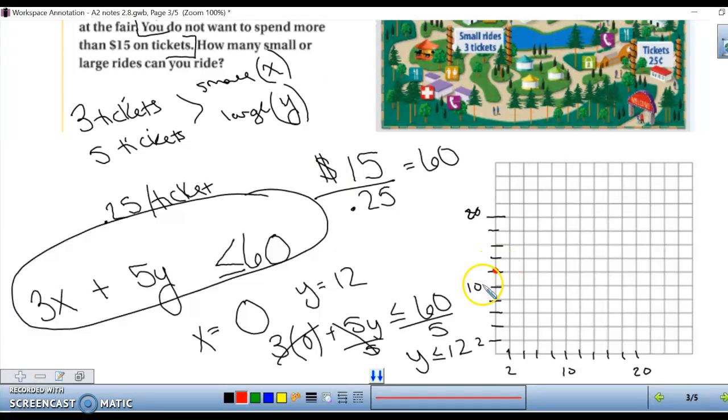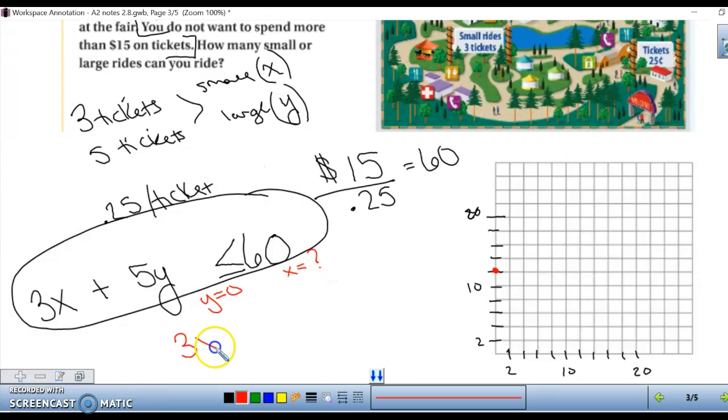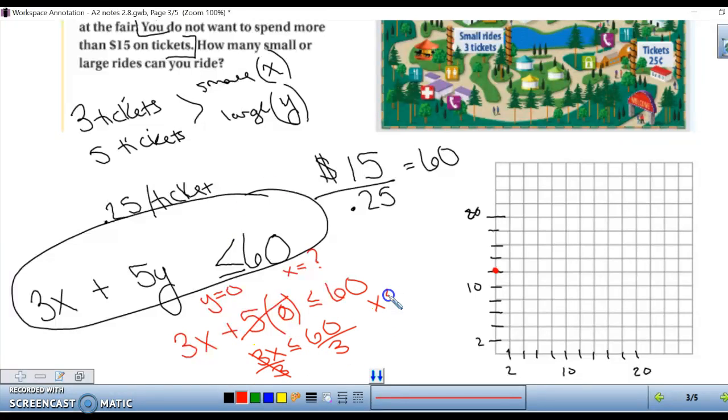Now I'm going to solve for when Y is equal to 0, what is X? So 3X plus 5 times 0 is less than or equal to 60. 5 times 0 is 0, so 3x is less than or equal to 60. Divide by 3 to get x alone. X is less than or equal to 20. So when y is equal to 0, x is equal to 20. So that spot is going to be right here on our graph. So now we have 2 points we can connect with a line.